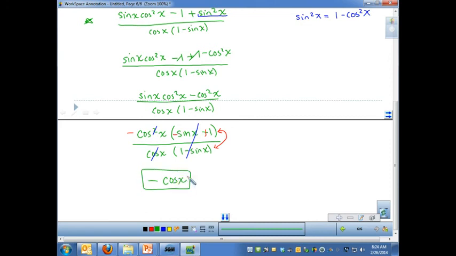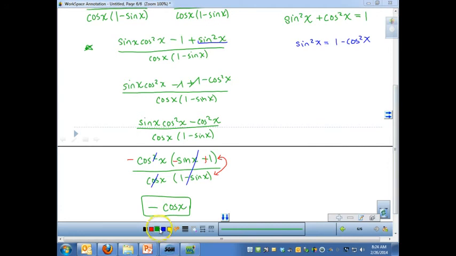Now, just for our purposes here, let's suppose we went the other route. Let's suppose that instead of changing out the sine squared, let's say we changed out the cosine squared here. So what would that do? How would that make the problem different?